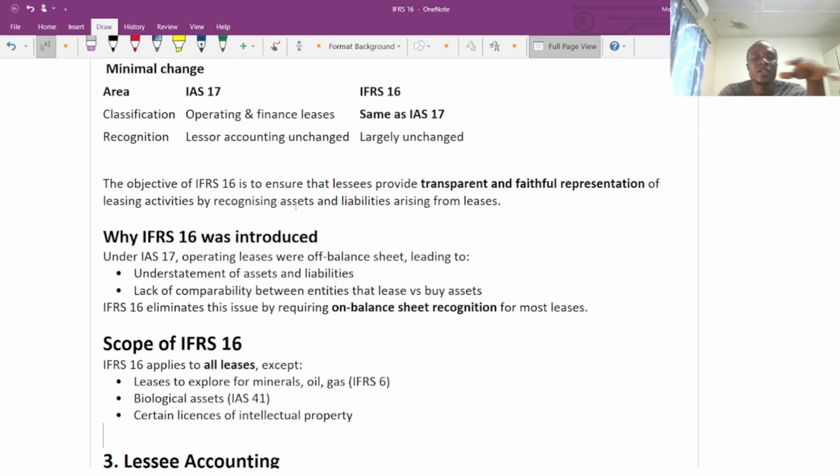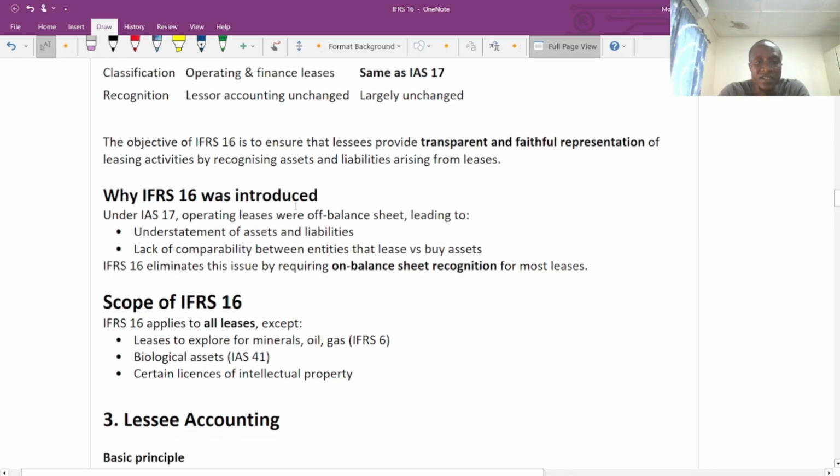So basically, we are going to look at the scope. This is where we are going to stop for this lecture. IFRS 16 applies to all leases except leases to explore for minerals, oil, or gas. For that, IFRS 6 applies; we can't use IFRS 16 in this particular situation. Biological assets, IAS 41, no IFRS 16. Certain licenses of intellectual property, no IFRS 16.